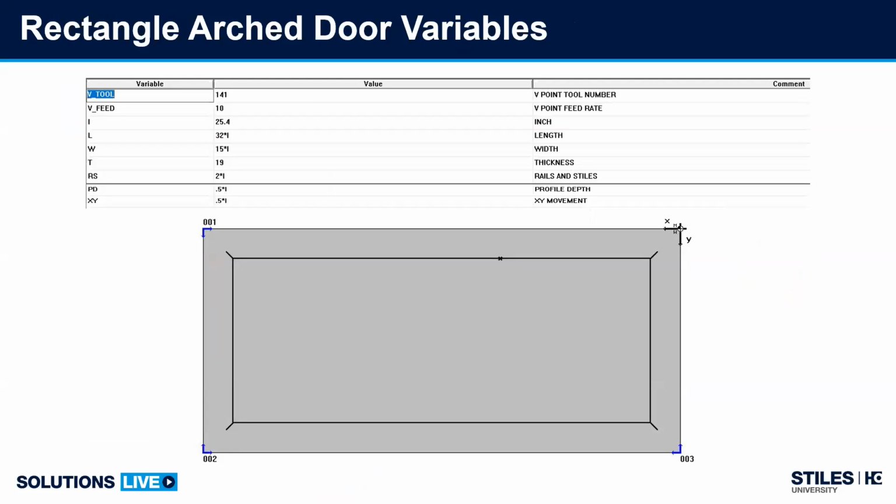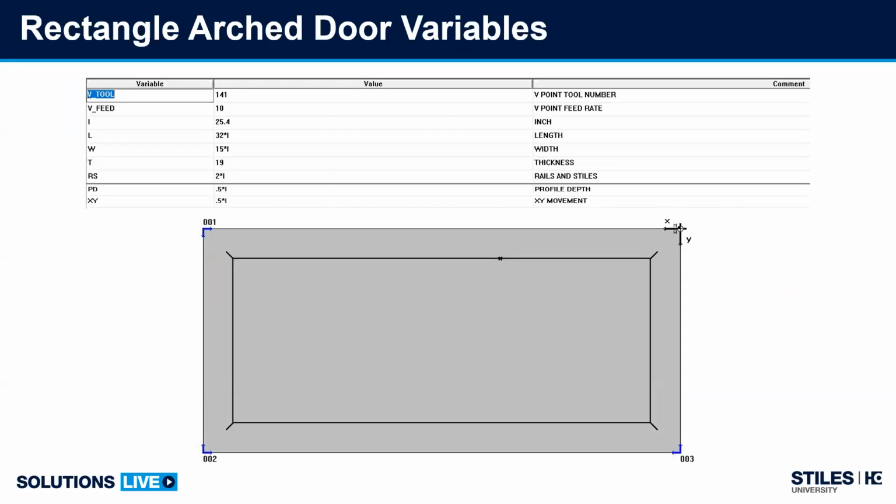So you'll notice I have a V tool and a V feed rate. I want to be able to change that V point tool. So maybe I'm going with a 45-degree tool, maybe it's a 60-degree tool. The 60-degree tool, you may have to do a little calculation to figure out what that XY movement is. I want to control the feed rate. Am I cutting this into a plywood door? Am I cutting it into hardwood? Am I cutting into MDF? I want to be able to control that feed rate.